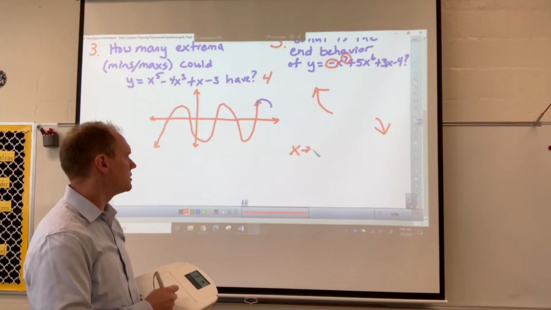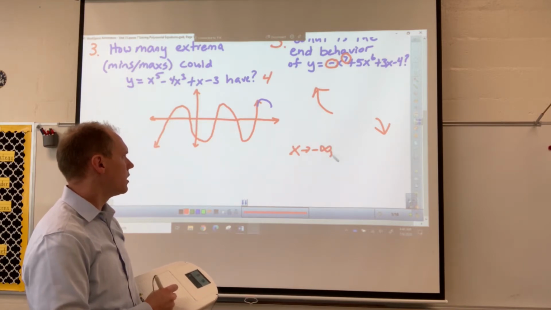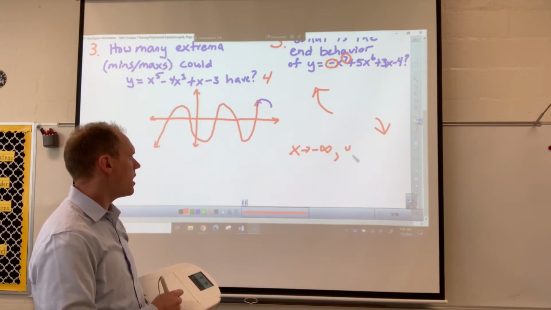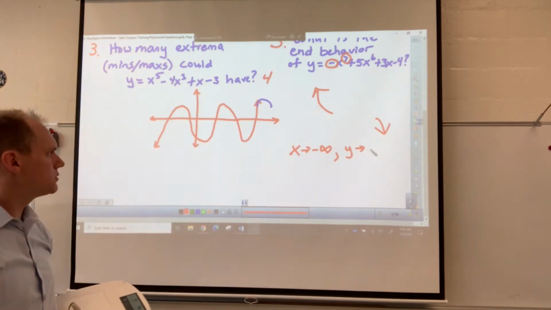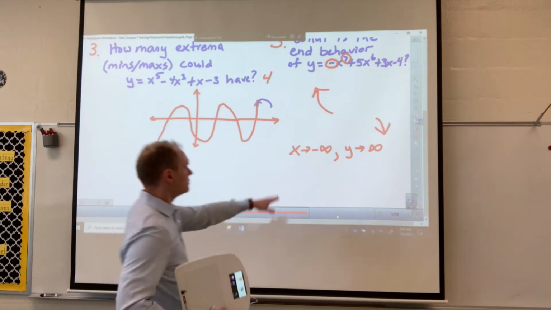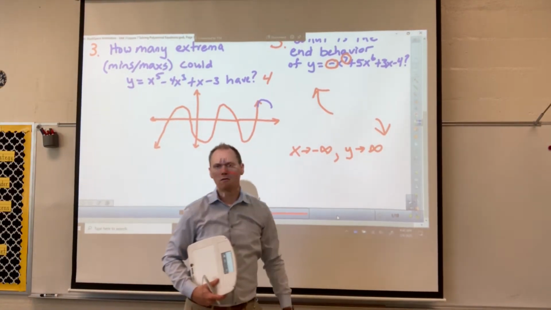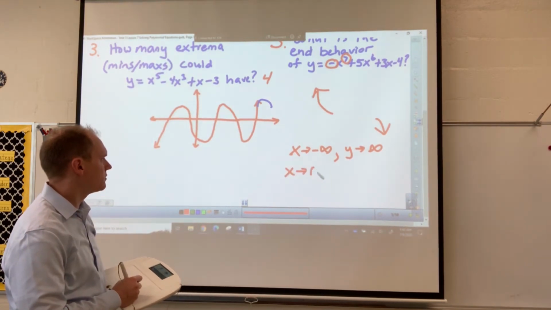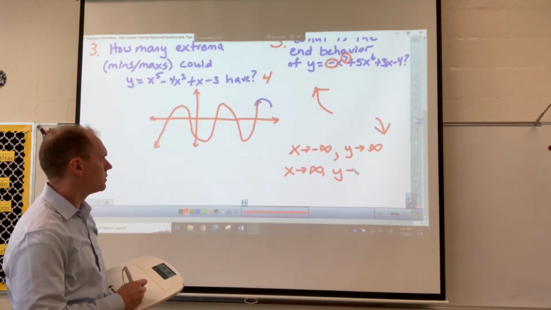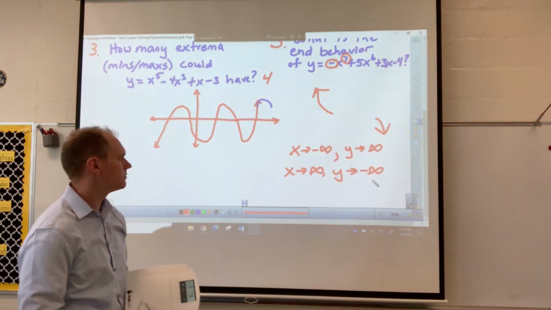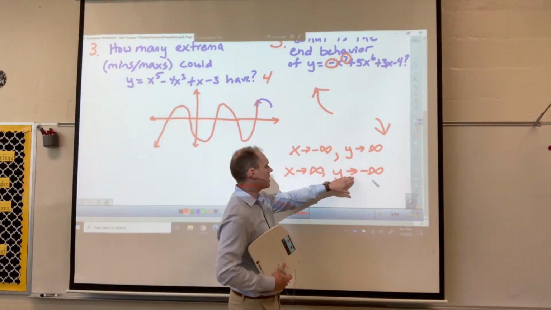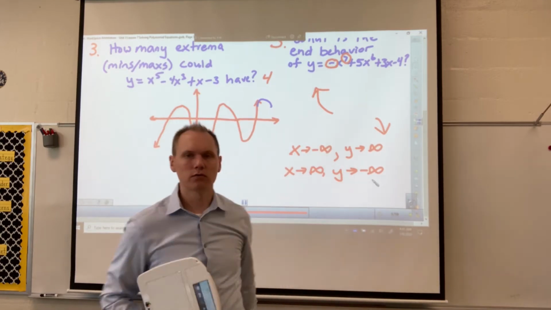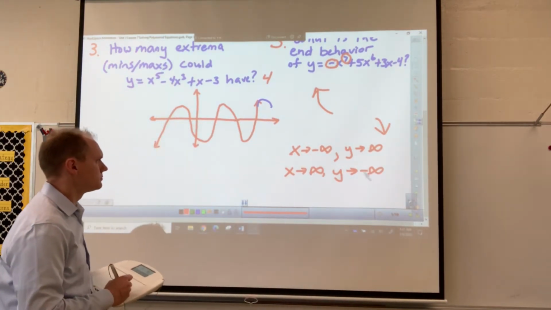So as x goes to -infinity, y, or f of x, approaches +infinity. So that's saying as we go to the left, the function goes up. As we go to the right, so as x approaches +infinity, the function goes down to -infinity. Okay? So as x approaches infinity, y approaches -infinity. That's talking about this arrow here. As we go out to the right, the function goes down.